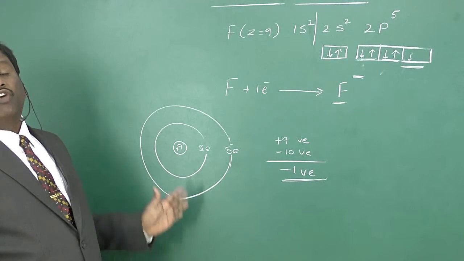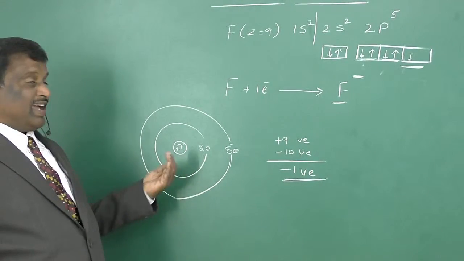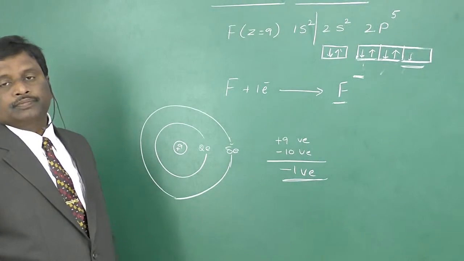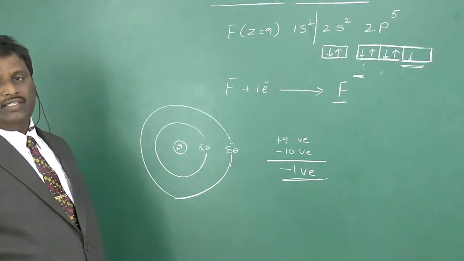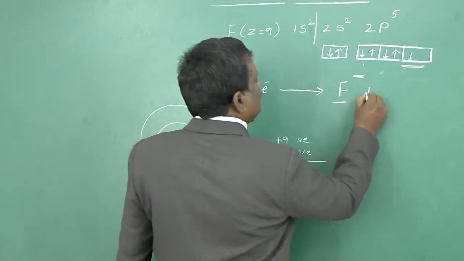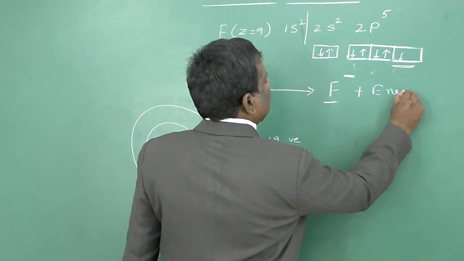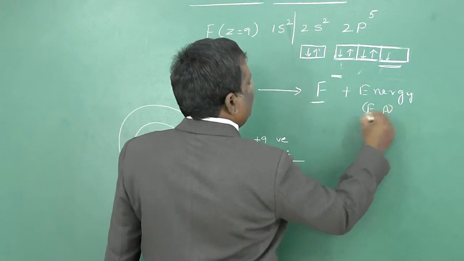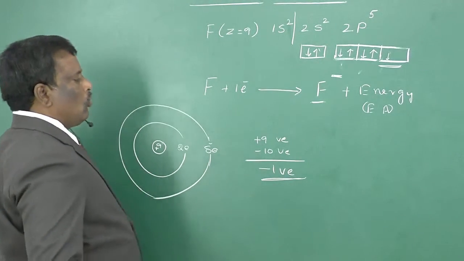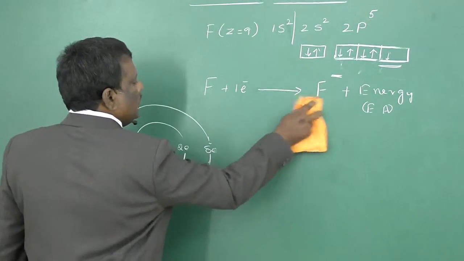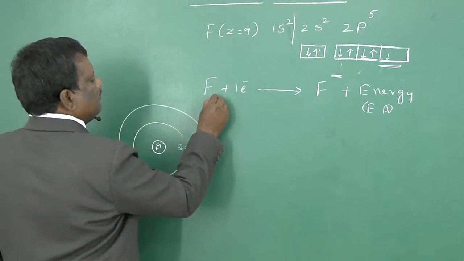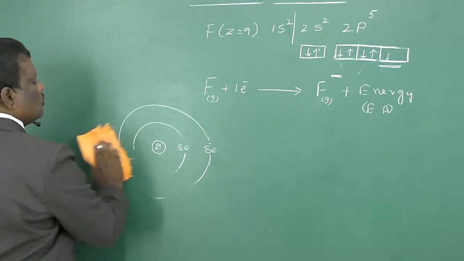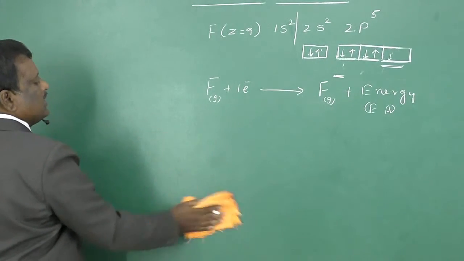During the formation of this ion, since it is getting stability, it releases some energy. That energy which is released here is called electron affinity. The quantity of energy that is released when an electron is added to a neutral gaseous atom to form a uninegative ion is said to be electron affinity.